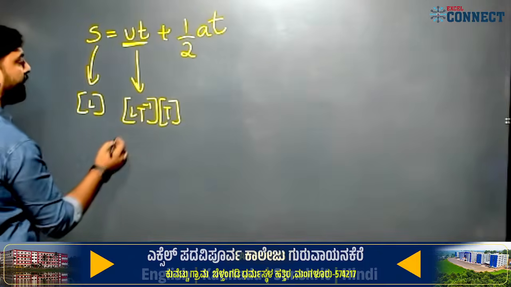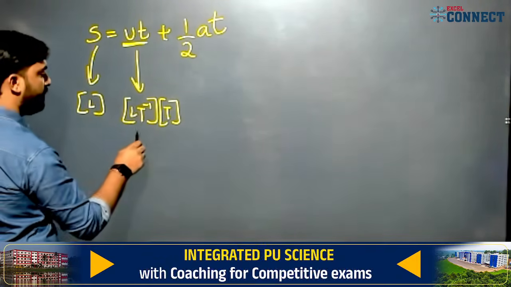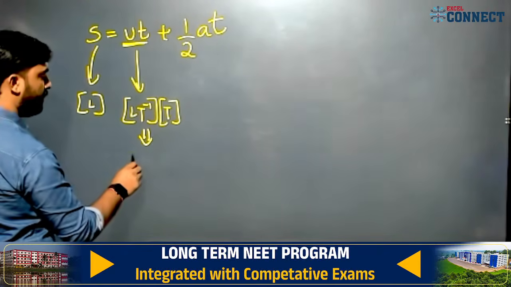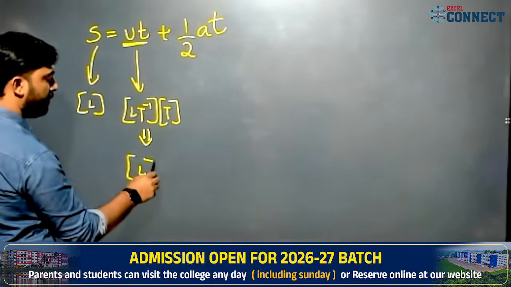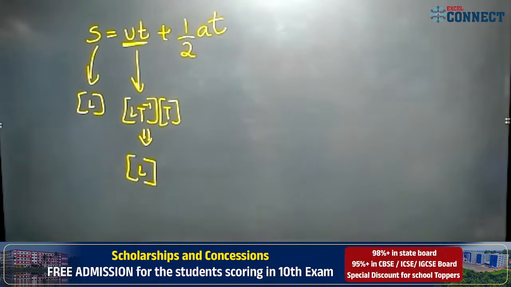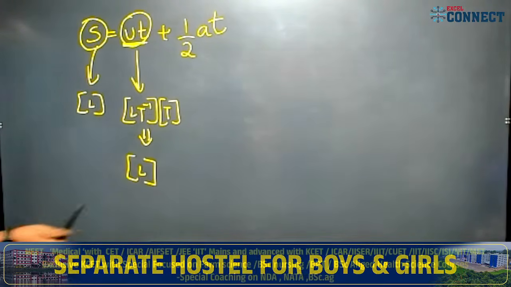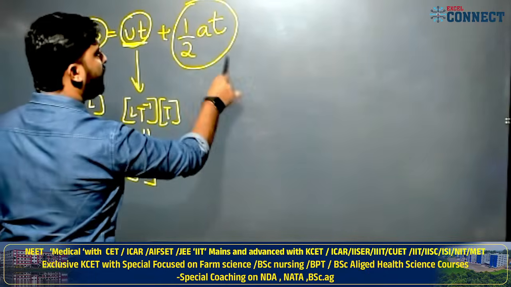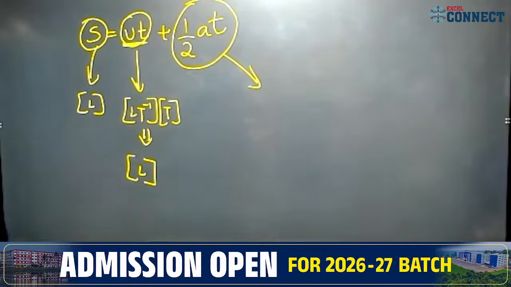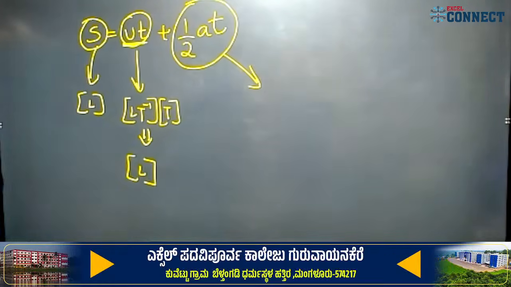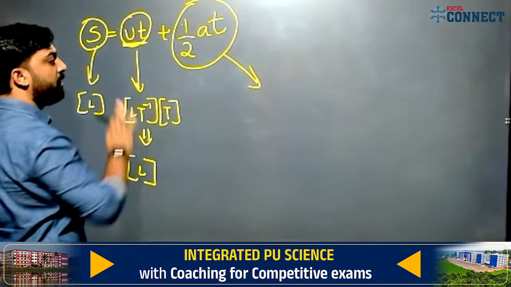So if we solve these two, what happens? Let us solve these two things. Then this will be L T-1 times T, so it will be T0. So we are left with L. Okay, so the first term and second term have the same dimension, but we have to see the third term. Here in the third term there is half. Half is a mathematical constant, correct? Half is just a number. This half has no dimension, remember. Half does not have any dimension.